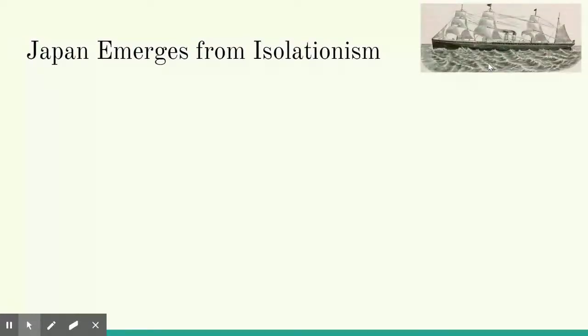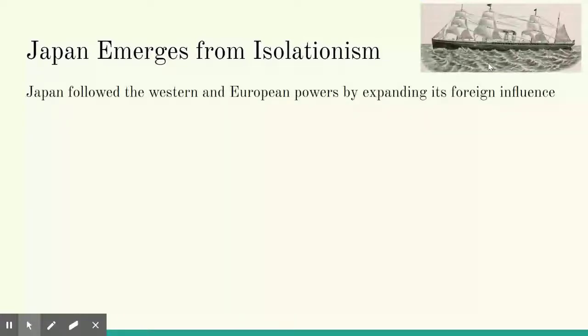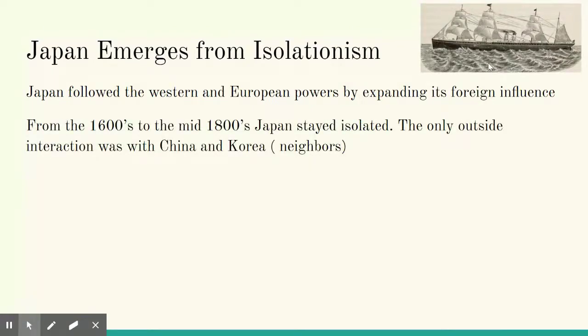And let's talk about how Japan emerges from isolationism. Of course, the term isolationism means you're isolated. You're keeping yourself distant from everybody else. And that's pretty much the policy that Japan was following. Japan followed the Western and European powers by expanding its foreign influence eventually. From the 1600s to the mid-1800s, Japan had stayed isolated. The only outside interaction was with China and Korea, who were very close neighbors to the island of Japan.